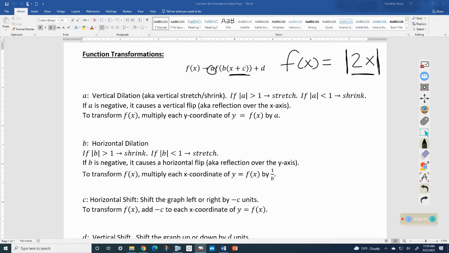If A is greater than 1, it makes it stretch. If it's less than 1, it makes it shrink. The bigger it is, the more stretch you have. But inside the parent function, it's the opposite.